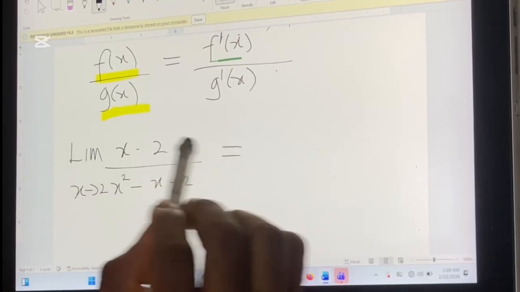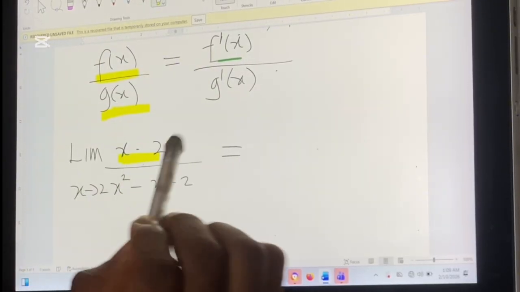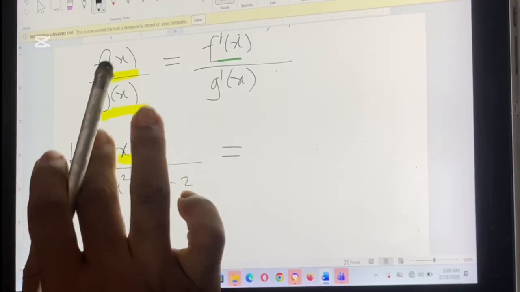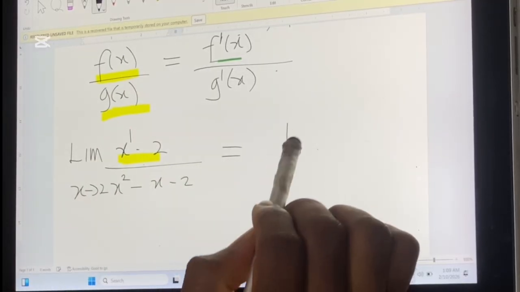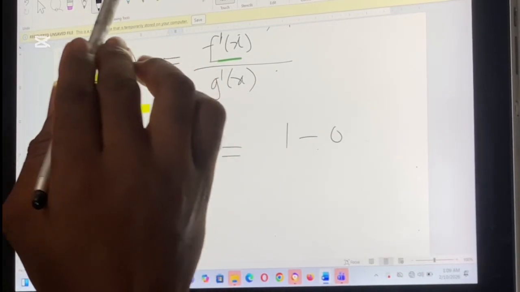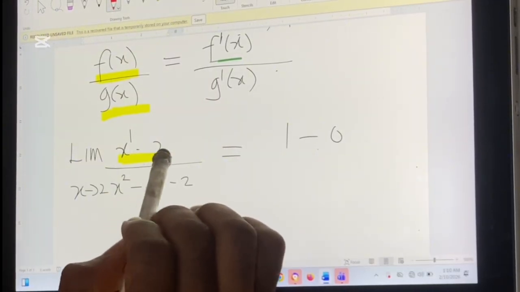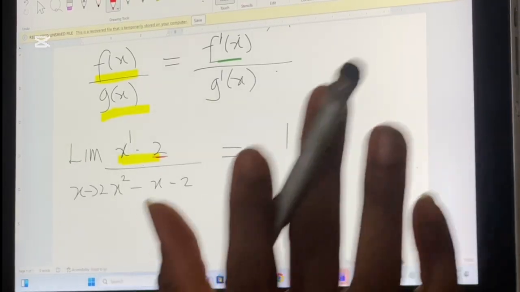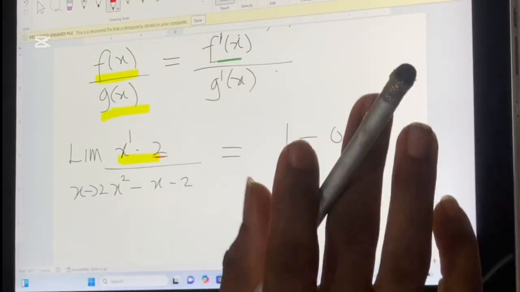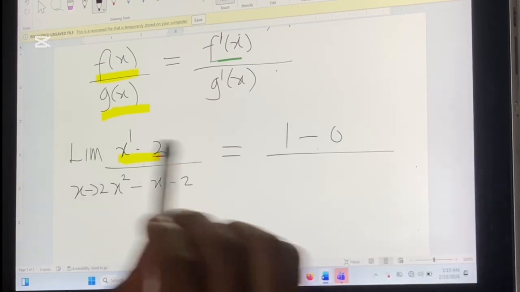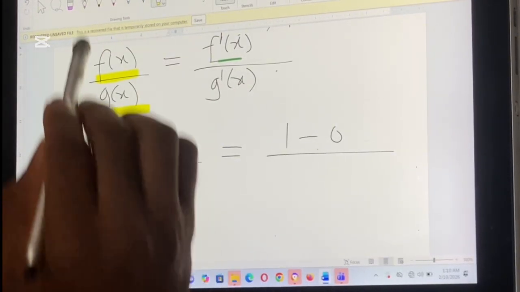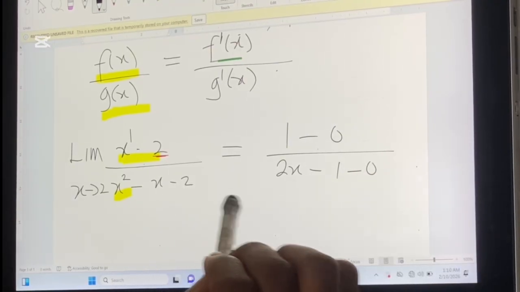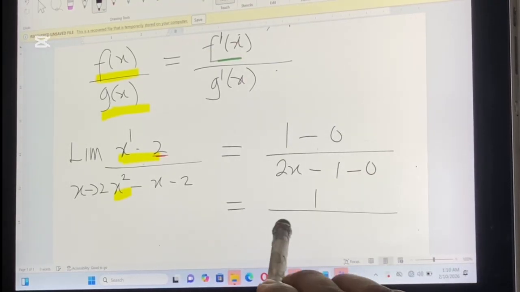So if I'm given limit of s minus 2 over s squared minus s minus 2 as s tends to 2, let's differentiate. If we differentiate this, remember this is polynomial function. There's an invisible one here. Take 1 down to the base, subtract 1 from it to be 1 minus 0. Now this is a constant. Derivative of every constant is equal to 0. What is a constant? A constant is any digit that there's no attachment of letter to it. So I will have this to be over. Now class, differentiate this part here. This is going to be 2s minus 1 minus 0. Please take note. So I will have this to be 1 over 2s minus 1.